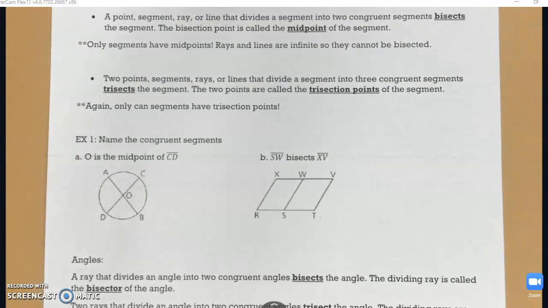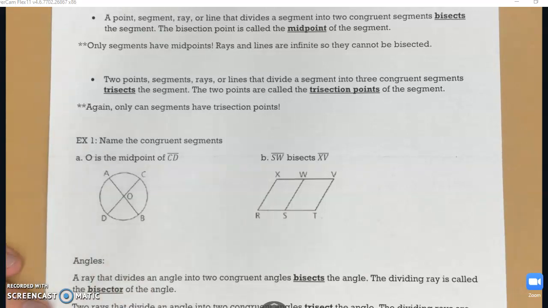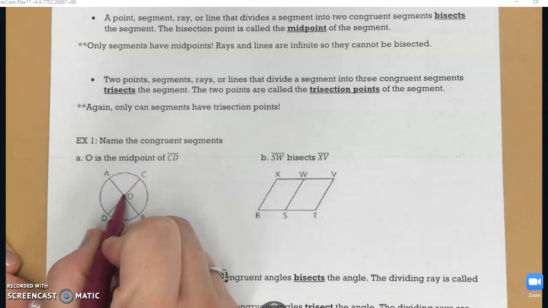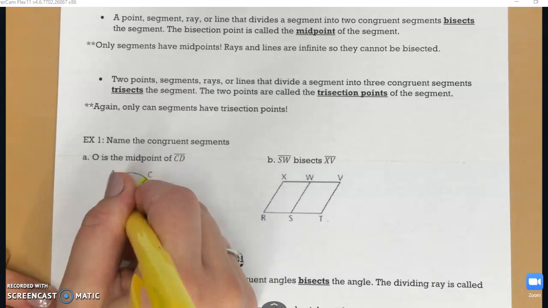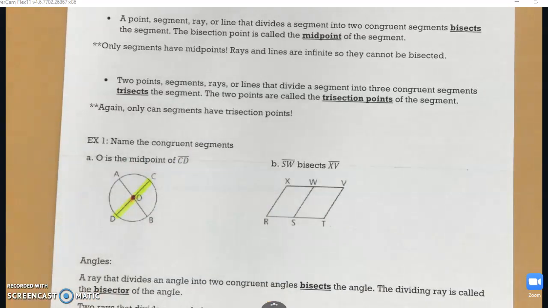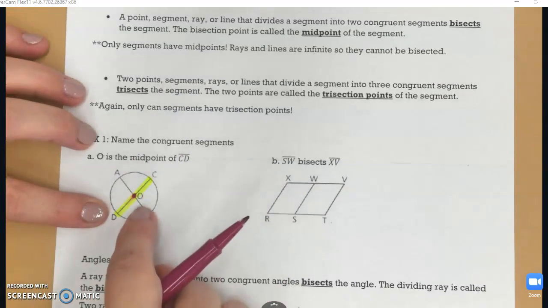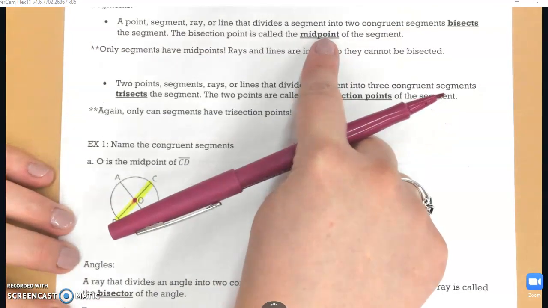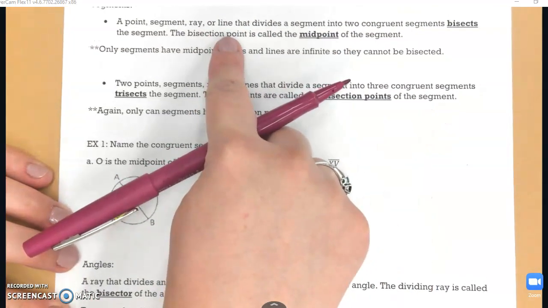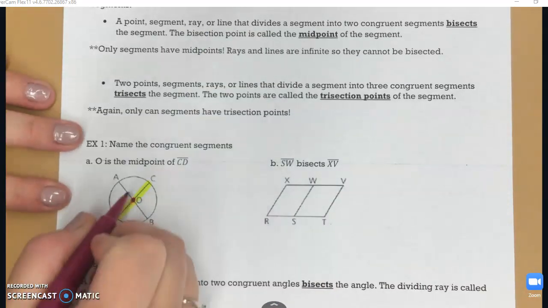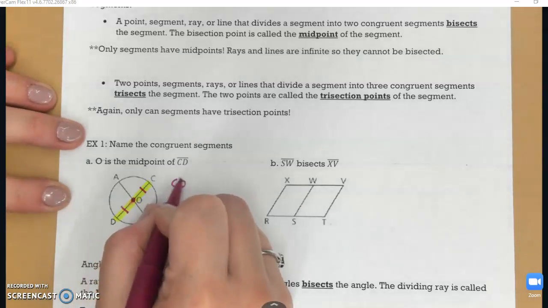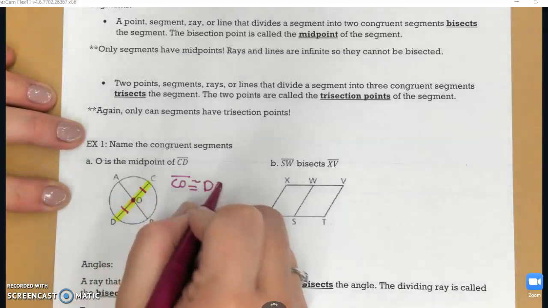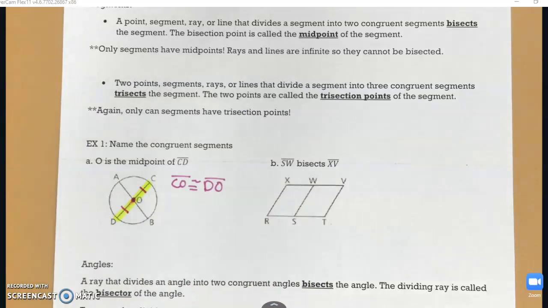So let's look at this example 1. We're going to name the congruent segments from the given information. So the first thing we're told on part A is that point O is the midpoint of segment CD. So the only thing that we're able to draw a conclusion about is segment CD. If O is the midpoint, that means this is the place where the bisection is taking place. So it's being split into two equal parts. So those two congruent parts are now segment CO and segment DO. Those are congruent because the midpoint splits it in half.